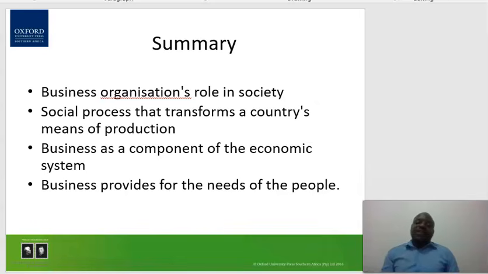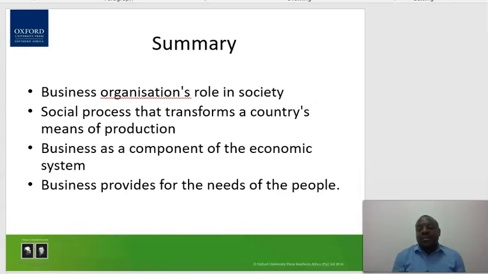So this was chapter 1, and we looked at the business organization's role in society. And we mustn't forget that another key role that business organizations play in society is to provide goods and services that we need for the satisfaction of our needs and wants. Businesses can also be seen as a social process that transforms a country's means of production.